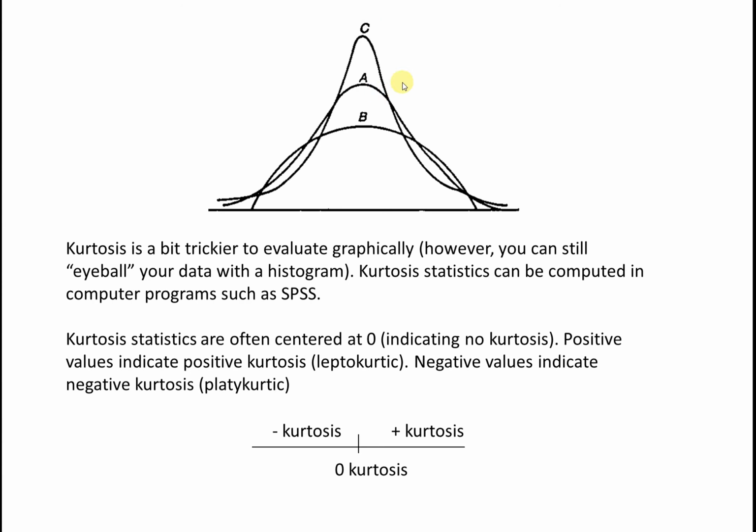Oftentimes people focus on the skewness dimension because kurtosis can be somewhat tricky to assess, at least visually, but really normality reflects an absence of skew and a kurtosis of 0, reflecting a mesokurtic distribution. There are kurtosis statistics that can be computed in programs such as SPSS. Positive values would indicate positive kurtosis or a leptokurtic distribution. Negative values would indicate negative kurtosis or a more platykurtic distribution.